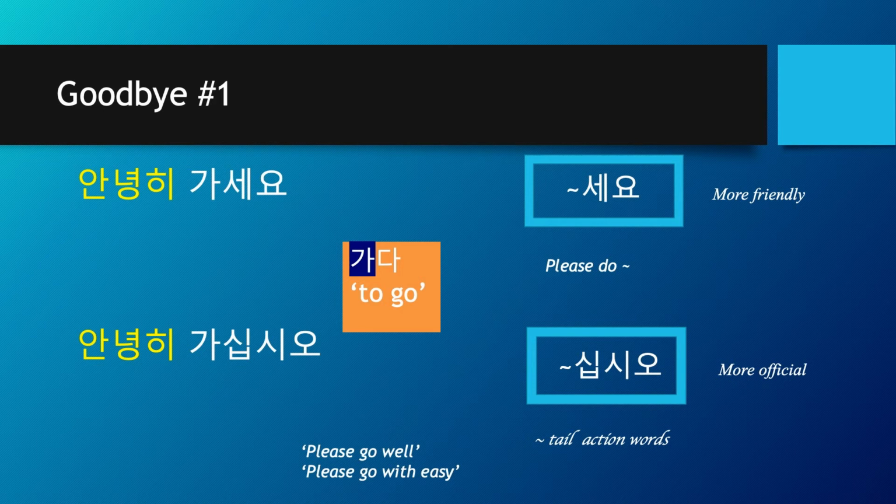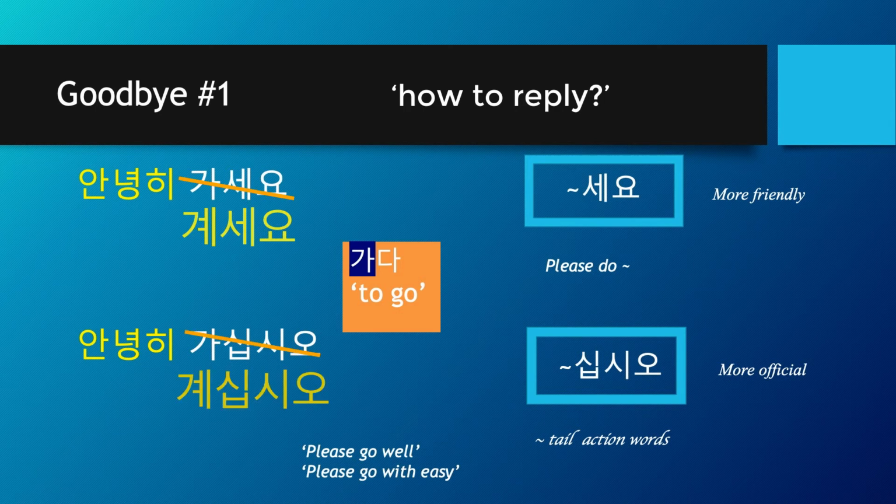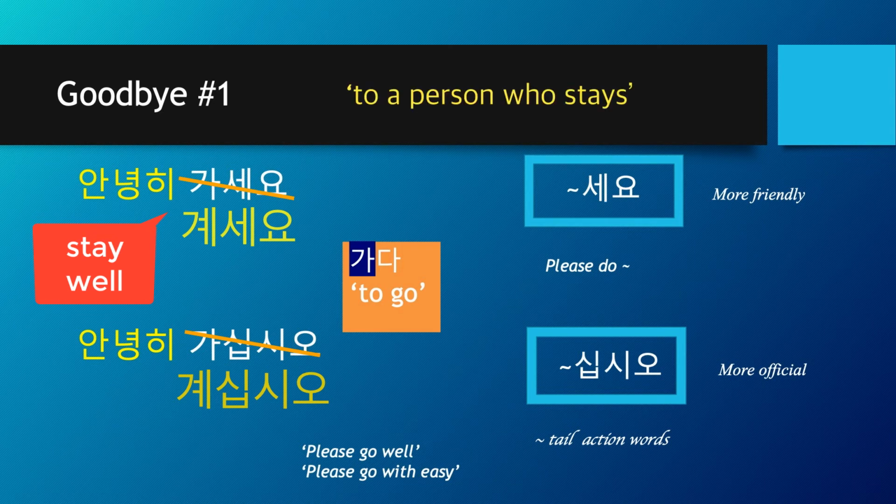When somebody says farewell by 안녕히 가세요 or 안녕히 가십시오 to you, and if that person is staying there, what should you say in return? If the person is not leaving the place but staying because it is his house, then you should say 안녕히 계세요 or 안녕히 계십시오. 계시다 is an honorific expression, 존댓말, for 있다. 있다 means stay or be there. So 안녕히 계세요 or 안녕히 계십시오 is also goodbye, but to a person who stays there.